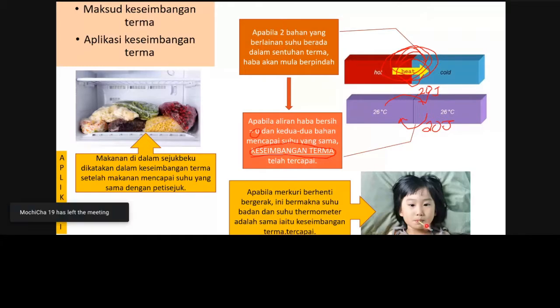Okay, so kalau nak tulis ayat exam lah kan, apabila mercury berhenti bergerak, ini bermakna suhu badan dan suhu termometer adalah sama, iaitu telah mencapai keseimbangan terma. Okay, next.